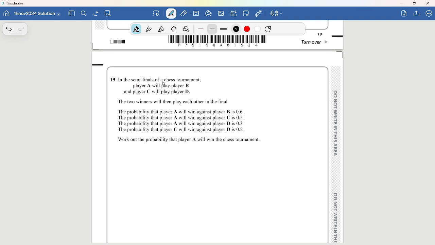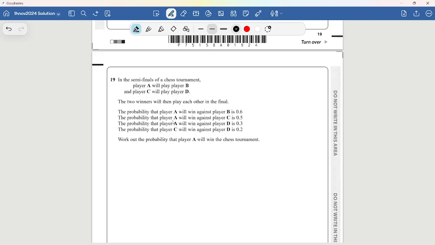In the semi-finals of a chess tournament, player A will play player B, and player C will play player D. The two winners will then play each other in the final. The probability that player A will win against player B is 0.6.